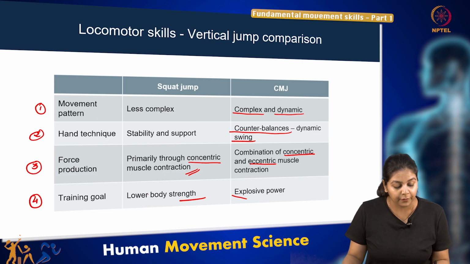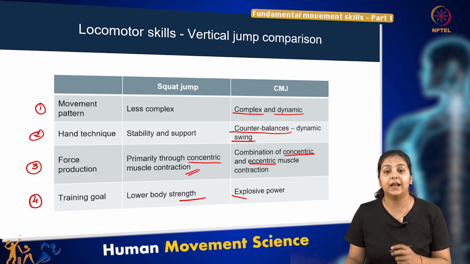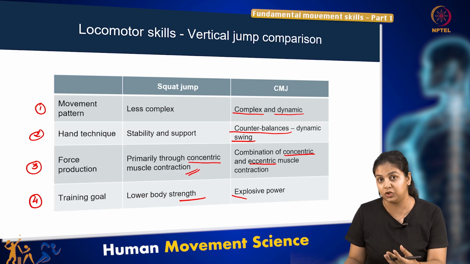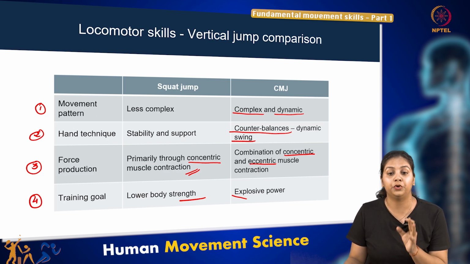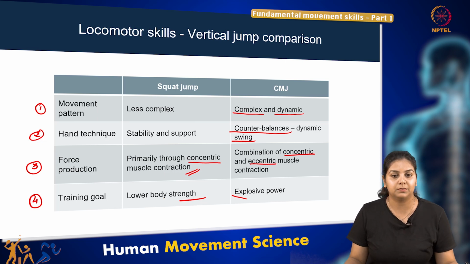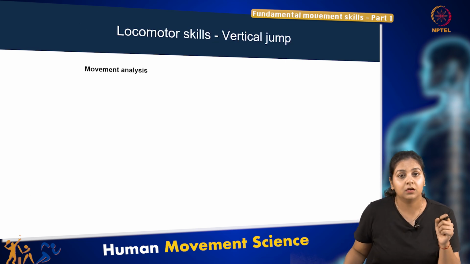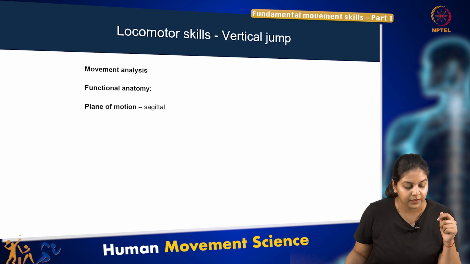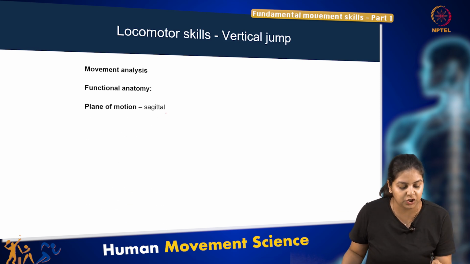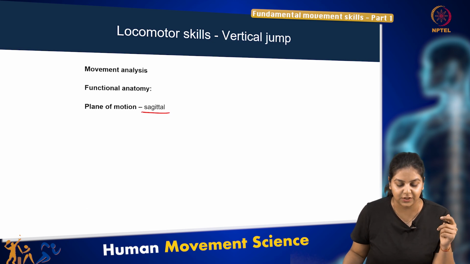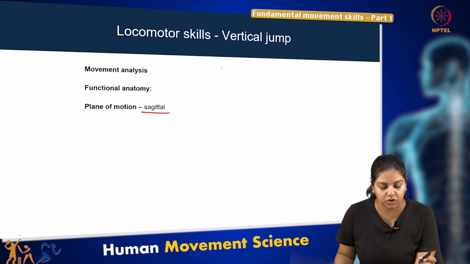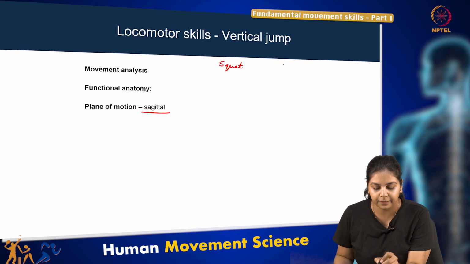Now let's have a look. Of course, we have lower body strength that is measured by CMJ as well, but specifically or dominantly, it is looking at explosive power. So let's look into the movement analysis of these two jumps. So what's the functional anatomy behind? So the plane of motion, so where the jump is happening, is sagittal. So for a squat jump, let's just have it here. So that's squat and that's CMJ.